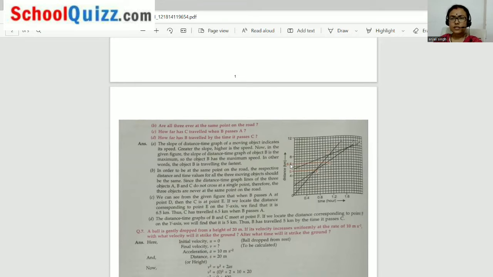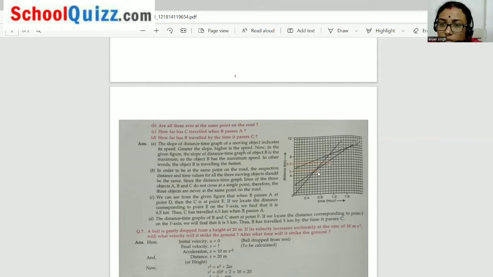Are you able to find in these three graphs A, B and C, which is going to be the fastest? Which will be the fastest object? If I verify it, look at the slope of graph A, B, as well as C. You can see slope B is the fastest and it has the maximum speed.